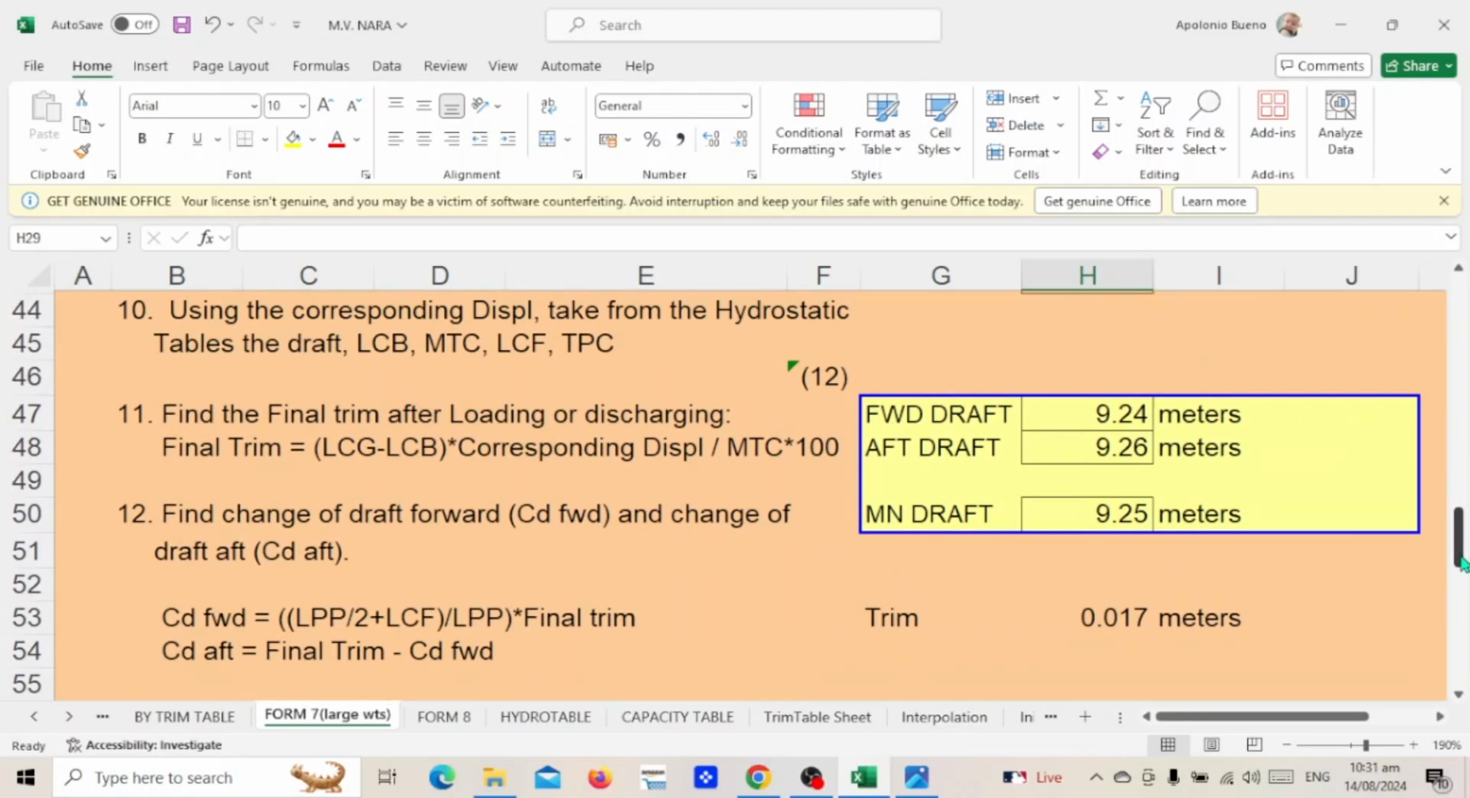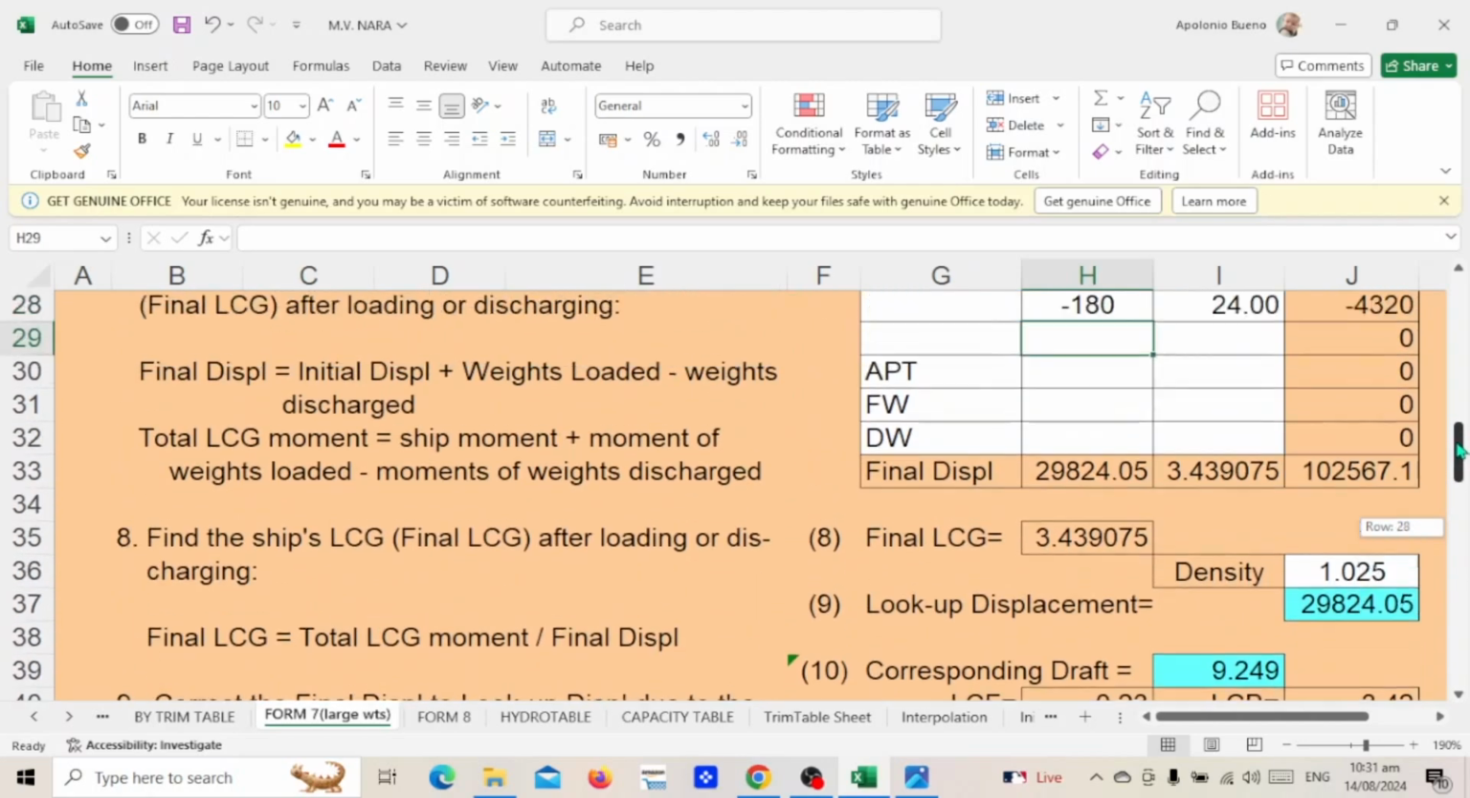9.25. And your trim should be 0.017. Okay, I have a mistake there.